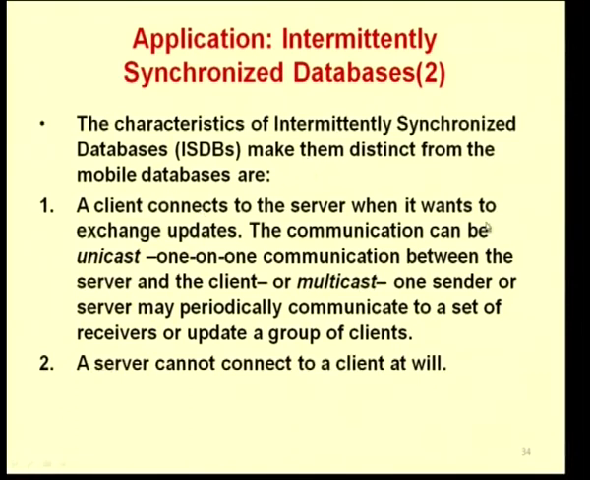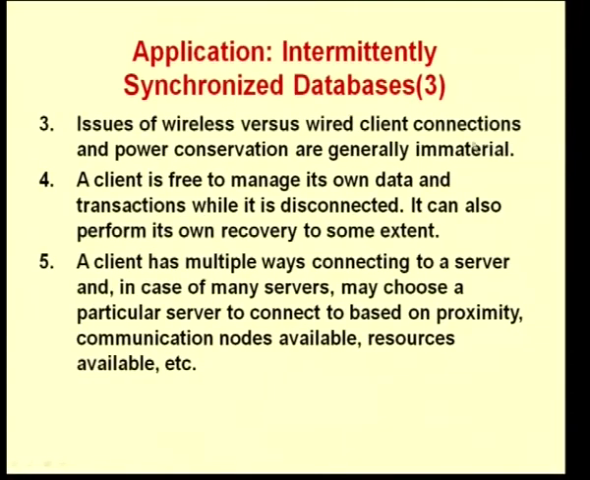A client connects to a server when it wants to exchange updates. The communication can be unicast, one-to-one communication between the server and the client, or multicast, where one sender or server may periodically communicate with a set of receivers or update a group of clients. A server, on the other hand, cannot connect to a client at will. So, the issues of wireless versus wired connections and power conservation are generally immaterial.